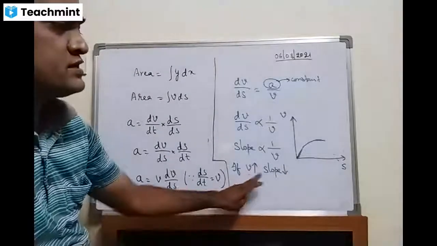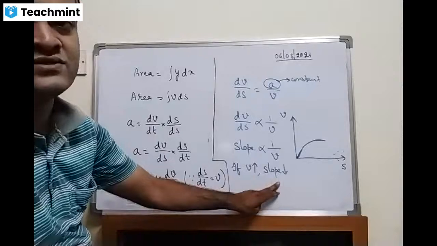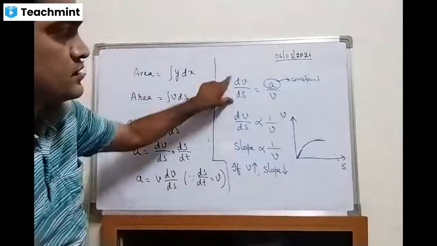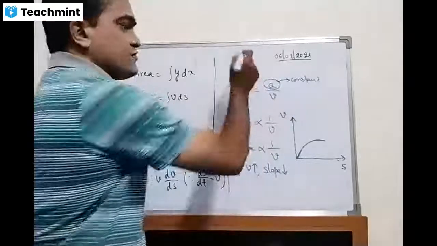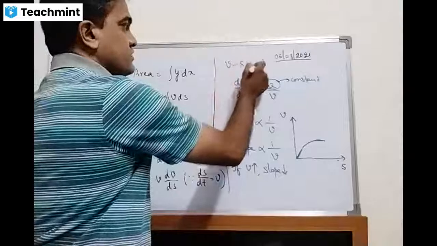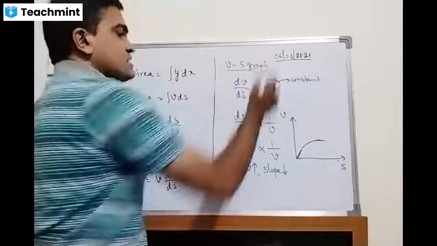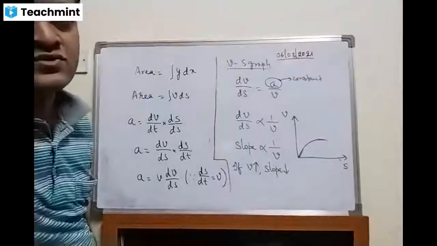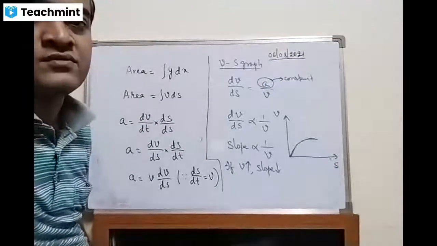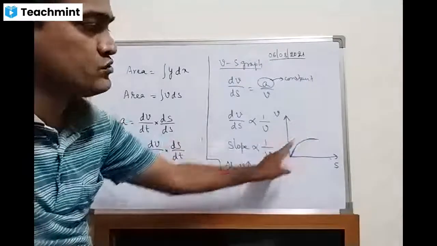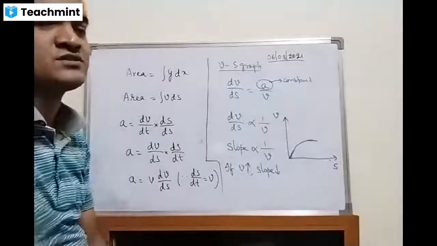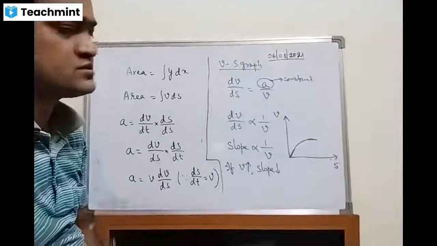If v increases, slope will decrease. So this is about the graph which I have told you initially, the VS graph. VS graph ki ఒక్కోసారి ఇట్లా అడుగుతుంటాడు. So these are the graphs that we obtain for VS graph. Here I can show you slope is getting decreased when velocity increases.